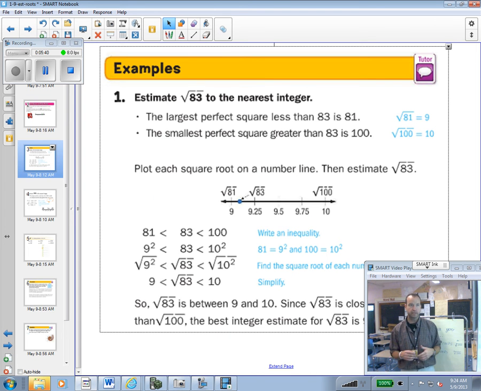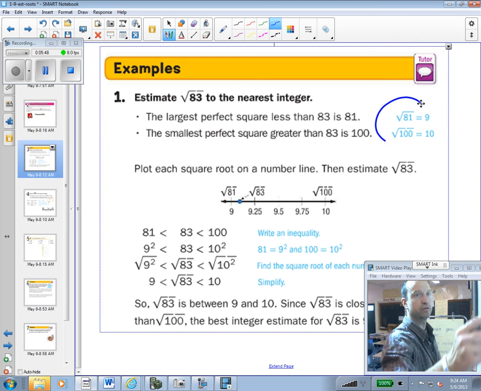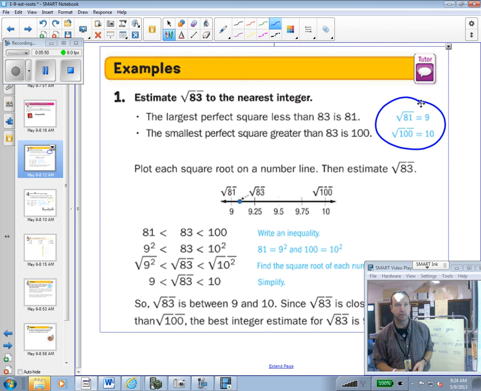So here's that process all laid out. Again, if you're looking for the square root of 83, the first thing you have to think about is what numbers does this fall in between? So 83 falls between two perfect squares, and that's where it's helpful when you have those charts handy to see those perfect squares that it falls in between. Okay, and so which one is it closer to? It's a lot closer to 81.